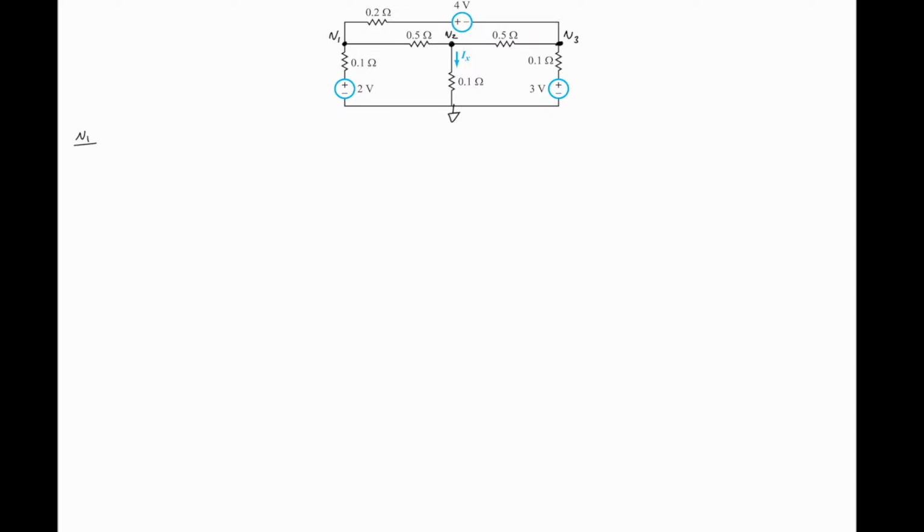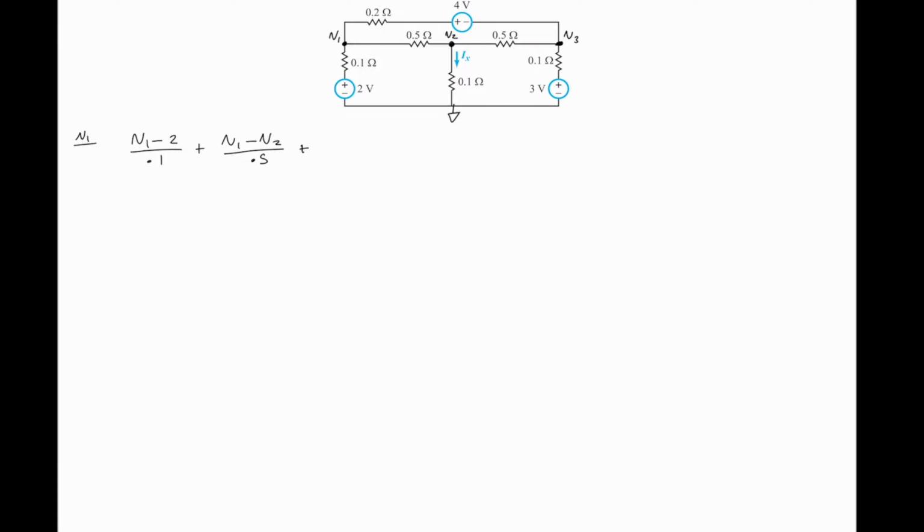So first, we start with V1, and that's our node equation. We can take V1 with reference to the 2-volt source, on the lower left side of the circuit. We are seeing the positive terminal of the voltage source, so that's a positive 2. So V1 minus 2, all over 0.1, plus V1 with reference to V2. So we subtract V2 from V1, all over the 0.5 ohm resistor.